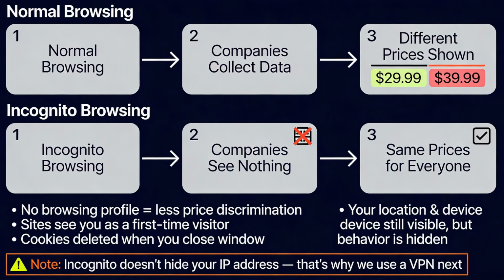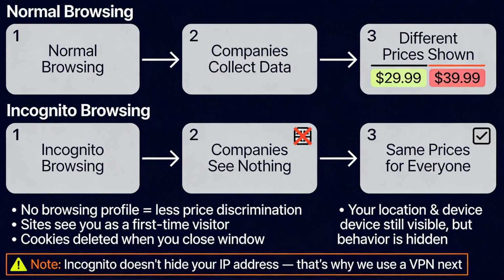So why this stops tracking, how incognito breaks their spy network. In normal browsing, as you can see, companies collect data and then different prices are shown, such as the $29.99, and $39.99. But when you're in incognito browsing, companies don't see anything, and this allows for the same prices for everyone. So no browsing profile equals no price discrimination.